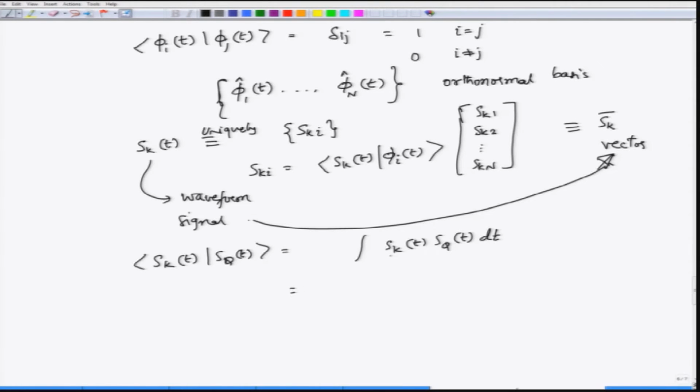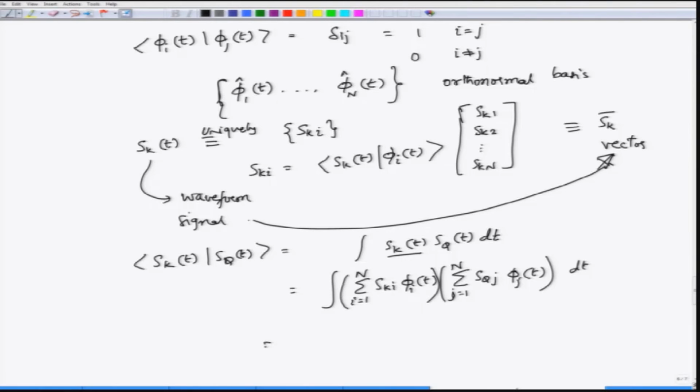Now, in place of Sk of t, you can write down its representation in terms of Ski. This would be the summation of Ski phi i of t, i equals 1 to n, and for Sq of t I can do the same thing. This would be the summation of Sqj phi j of t, where j is equal to 1 to n. There is an integral that is still going on.